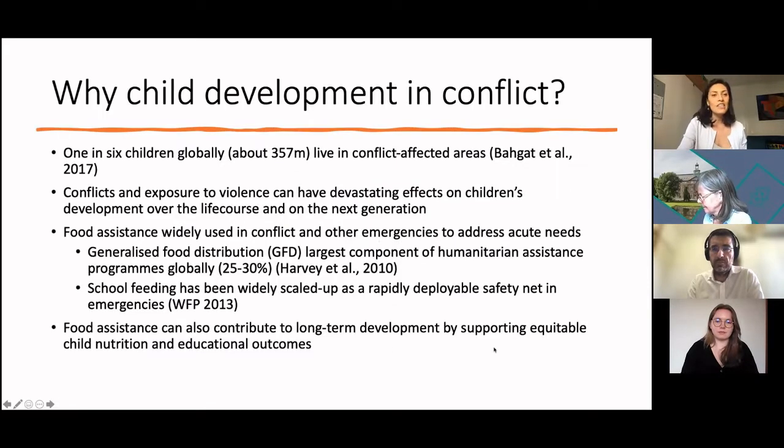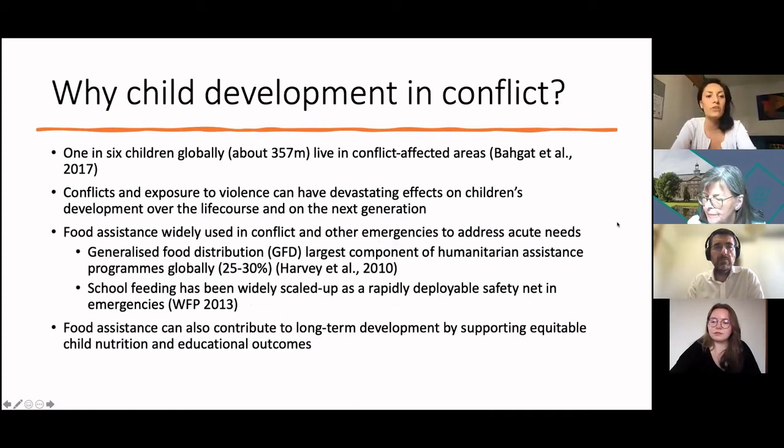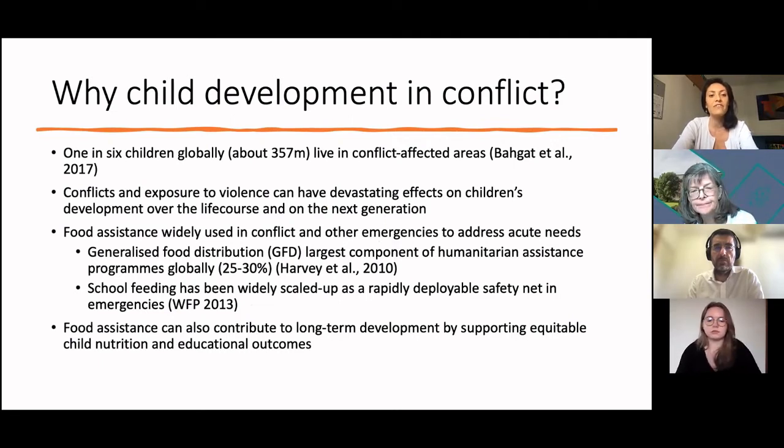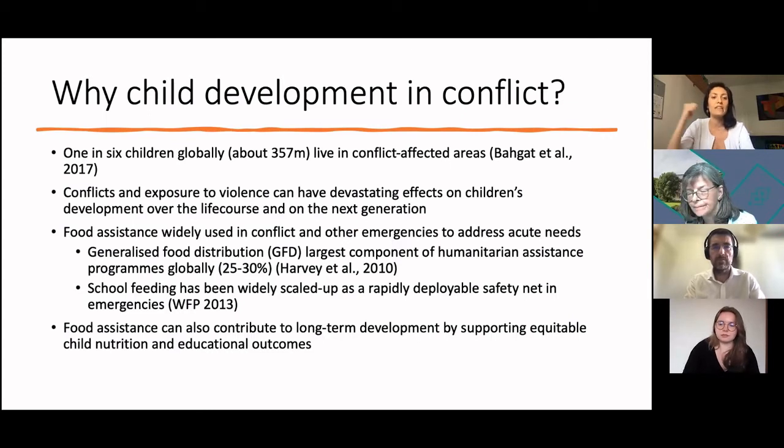So first of all, why should we bother with child development in conflict? We have many children around the world that are experiencing conflicts or other forms of violence. This is the staggering figure of 1 in 6 children in the world, which turns out to be 357 million children. And we know from a vast literature that exposure to violence and conflicts can have devastating effects on children's life courses through disrupted nutritional and educational trajectories.